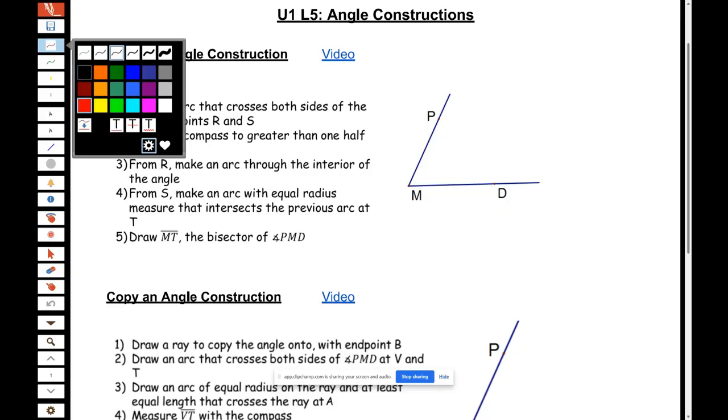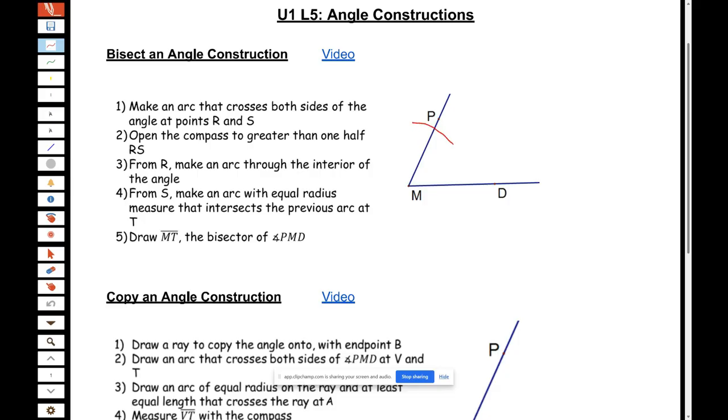I'm going to do that now with my pen. I'm going to sketch an arc, which is a portion of a circle, that crosses both sides of the angle. And it crosses at 2 points here and here. So for purposes of this construction, I'll name them R and S. Afterwards, it's almost like you're going to bisect the segment RS, although you don't have to draw it. We're going to do part of that construction. So I made an arc. Now R to M and S to M are the same length.